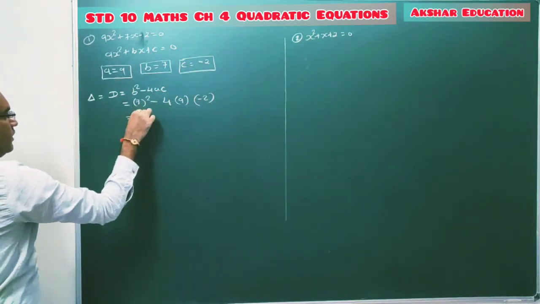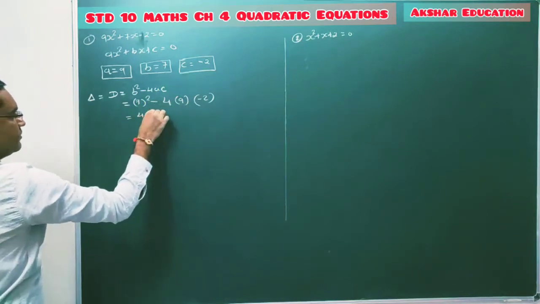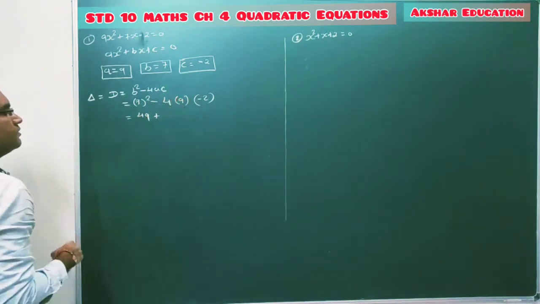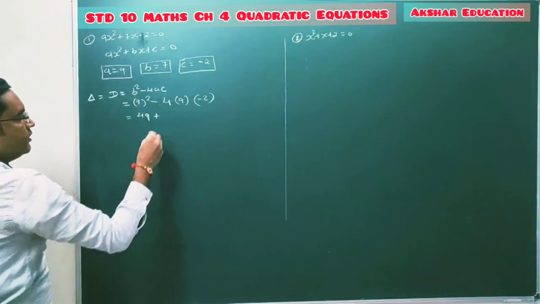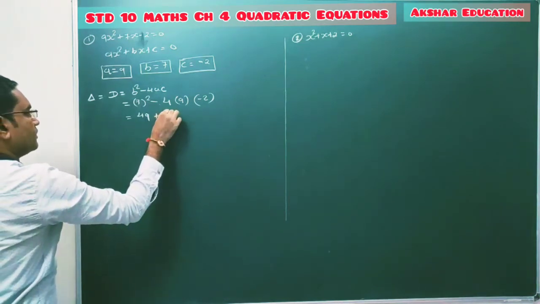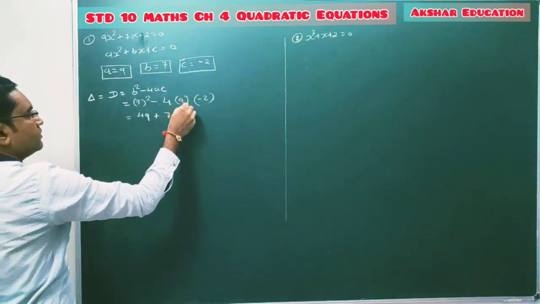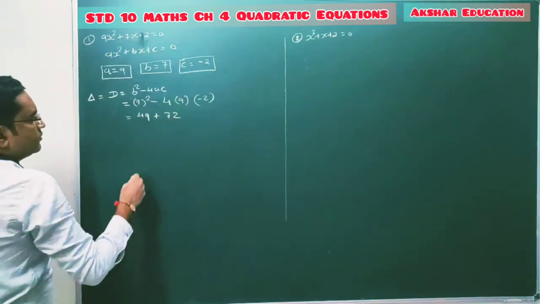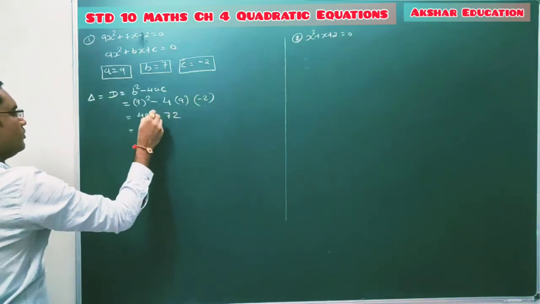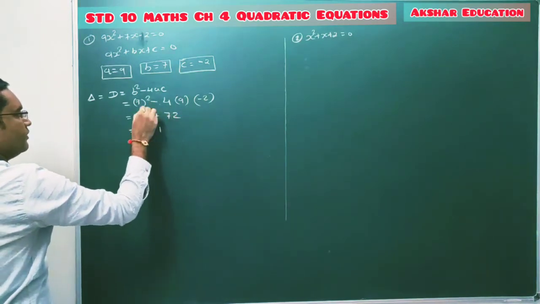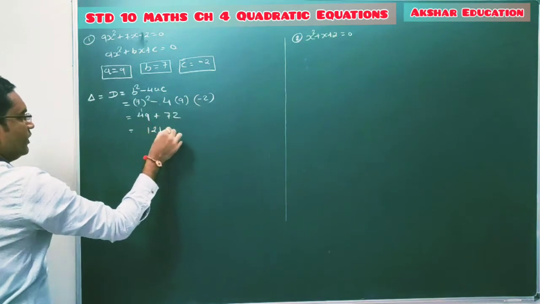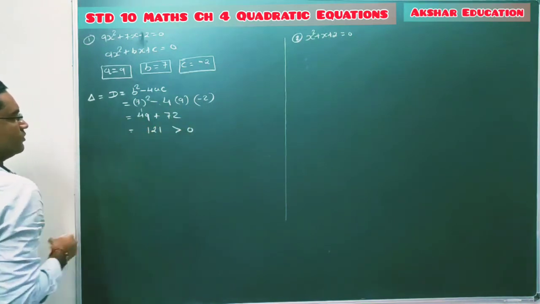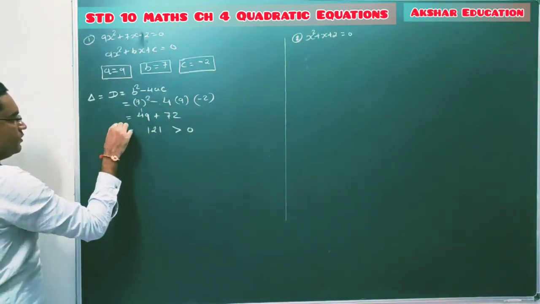So 7 square is 49, minus minus becomes plus, 4 nines are 36, into 2, 36 into 2 is 72. So now this addition: 49 plus 72 is 121, which is greater than 0. So delta is greater than 0.